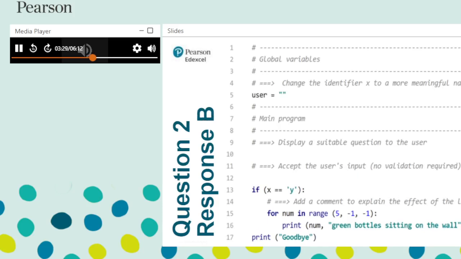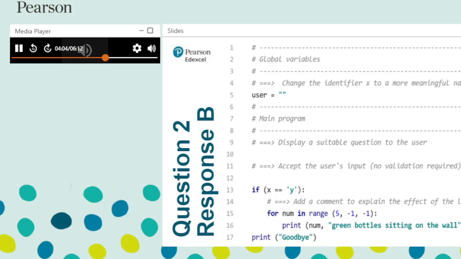For response B, marks are awarded as follows. One mark for fixing the syntax error by adding colon to the if statement on line 13. Line 15, one mark for fixing the syntax error by adding a bracket before the colon. Line 17, one mark for fixing syntax error by adding quotes before the bracket. Line 10, zero marks for suitable message as this was not attempted. Similarly, line 12, zero marks for input as this was not attempted.